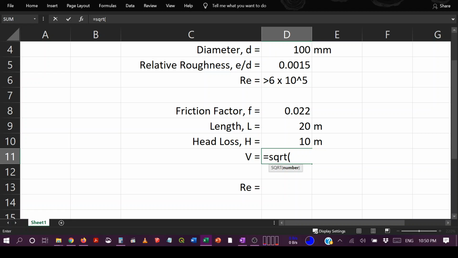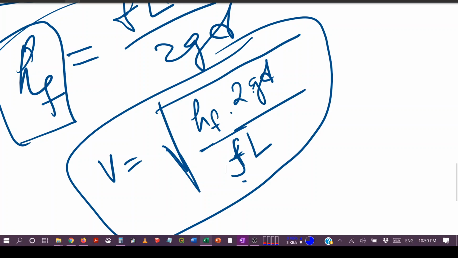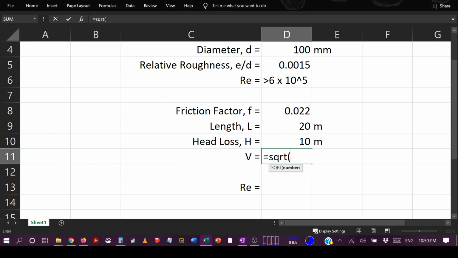So SQRT, the formula was square root of hf 2gd divided by fl. So I'll put hf. What is hf? hf is head loss. Here I have written it as capital H. So instead of writing 10, I'll simply click on this cell, or I can also write the cell address, that is D10, but instead of typing in the cell address, I can simply click on this cell, and then the software automatically writes D10, that is the address of the cell.